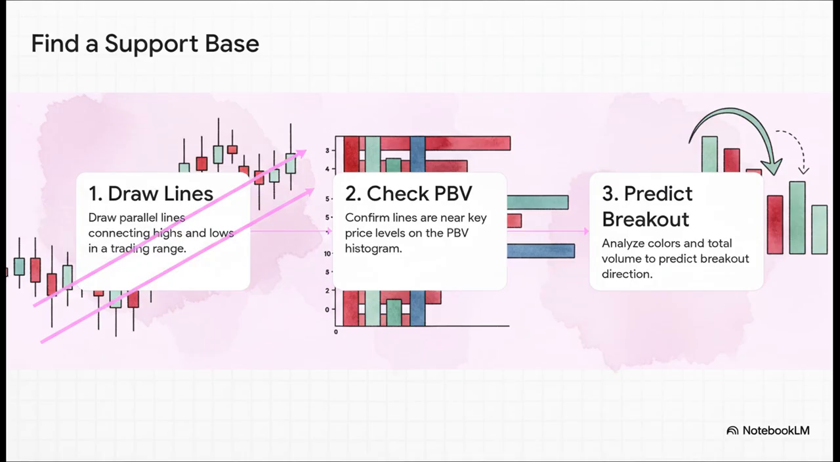Well, you can start with a classic technique, like drawing lines to spot a trading range. But here's the magic step. You glance over at the PBV chart. Are your lines hitting those big, long volume bars? If they are, boom, you've just confirmed that you found a real high-interest zone. You can even look at the colors to guess which way it might break.